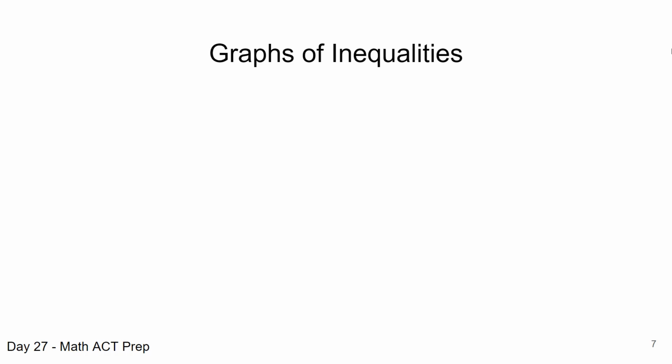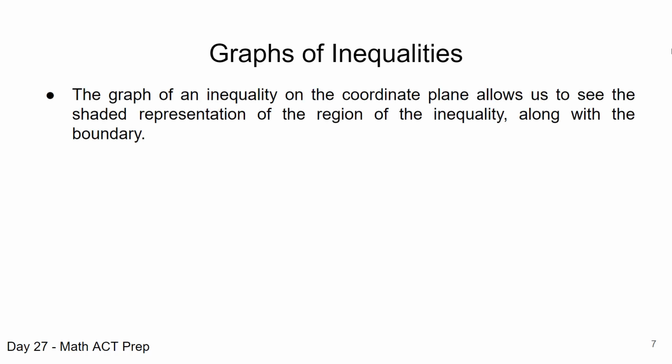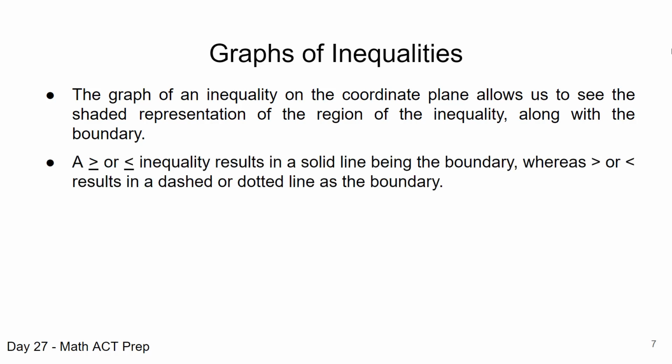So now when we're talking about graphs of inequalities, we can graph an inequality on a coordinate plane, and we will see the shaded representation of that region that is represented by the inequality along with the boundary. The boundary of an inequality that has a greater than or equal to or less than or equal to is going to be a solid line, and we're going to have a dashed or dotted line as the boundary when it's just greater than or less than.